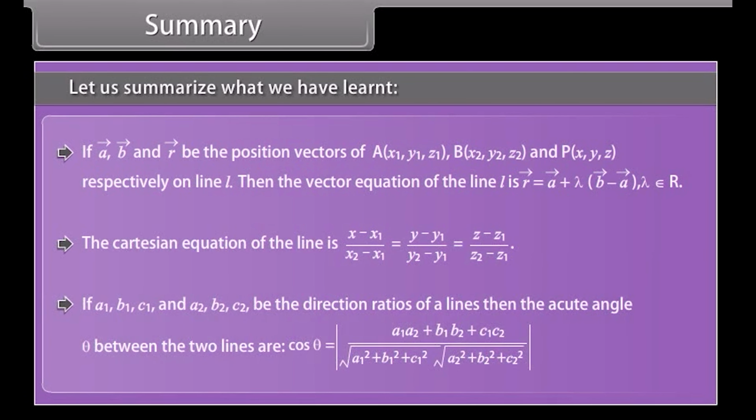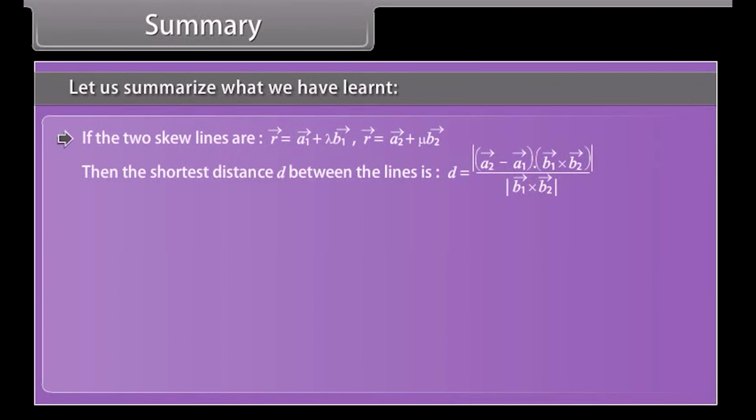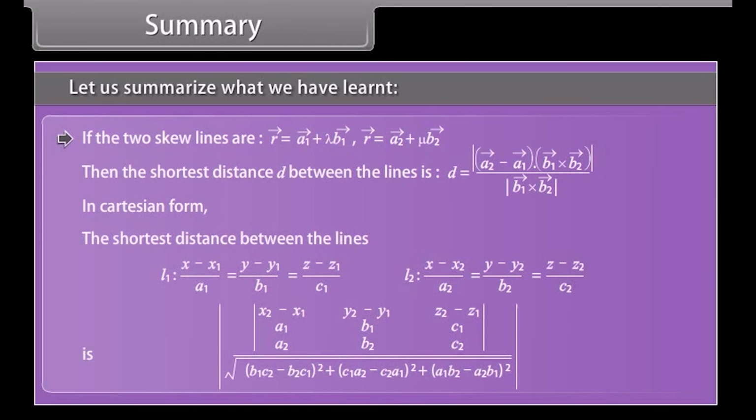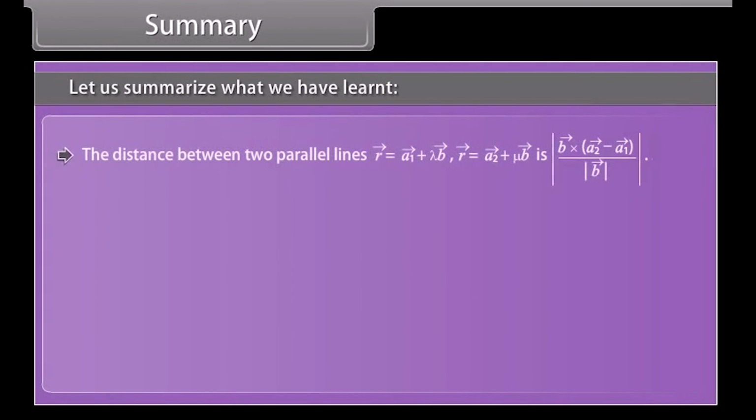If a1, b1, c1 and a2, b2, c2 are the direction ratios of two lines, then the acute angle theta between the two lines is given by. If the two lines are skew, then the shortest distance d between the lines is. In Cartesian form, the shortest distance between the lines is. The distance between two parallel lines is.